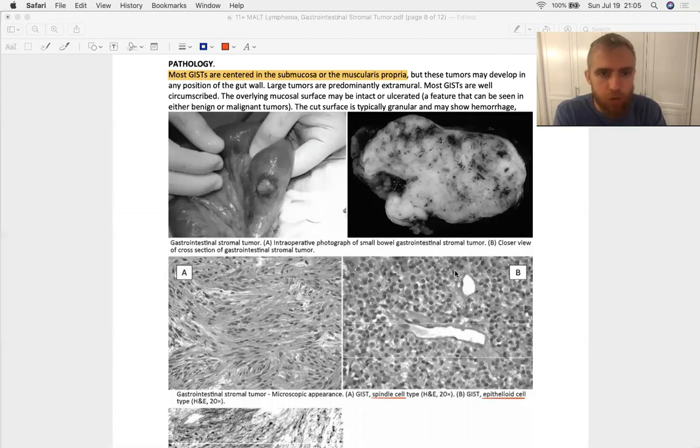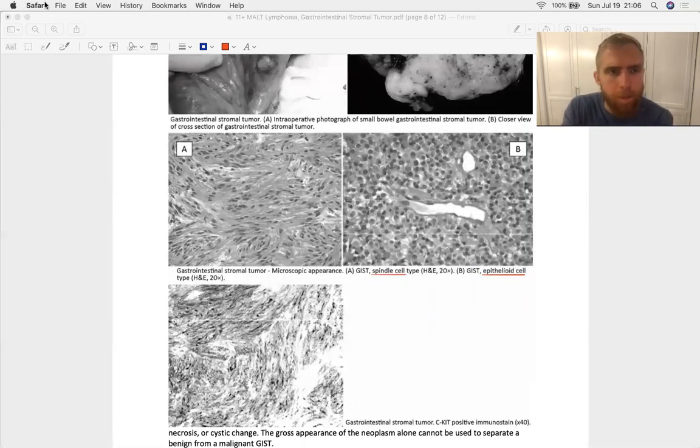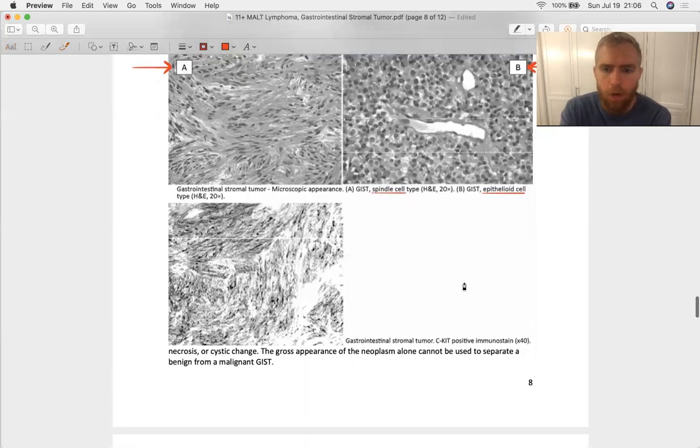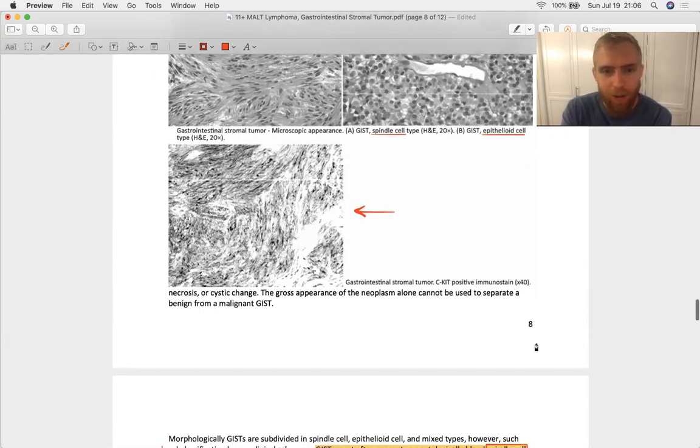So these tumors do start off in the submucosa or the muscularis propria, but they may develop in any portion of the gut wall. And if you look at them, what do you see? You see spindle cells here in A, or you see epithelioid cells, meaning they look like epithelial cells, but they're not epithelial cells. And then here's a C-kit immunostain, and I mean, this just looks like hair. That doesn't even look like a tissue, so you should be looking at that and thinking, do you think that is a lymphoma? Do you think that is an adenocarcinoma? So that's easy.